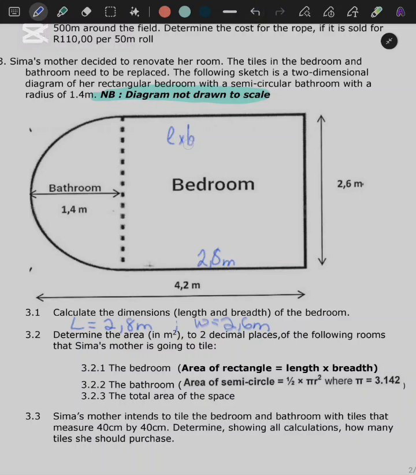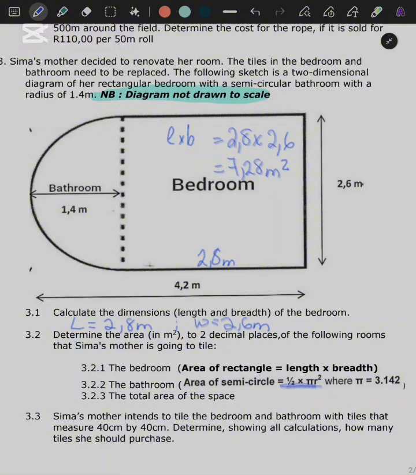My breadth properly, which is 2,8 times by 2,6, and that will give me 7,28 meters squared. Okay.